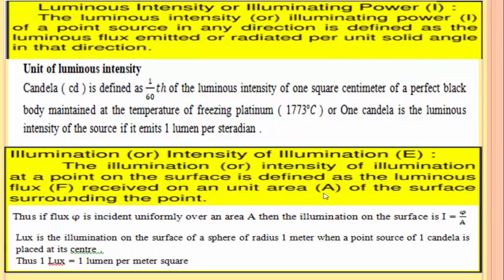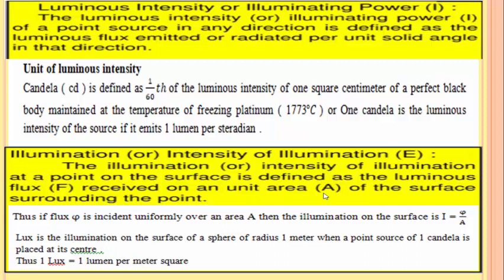Luminous intensity or illuminating power of a source is the amount of luminous energy given out by it per second per unit solid angle. Luminous intensity: light emitted towards a specific direction within a given angle. The unit of luminous intensity is candela.